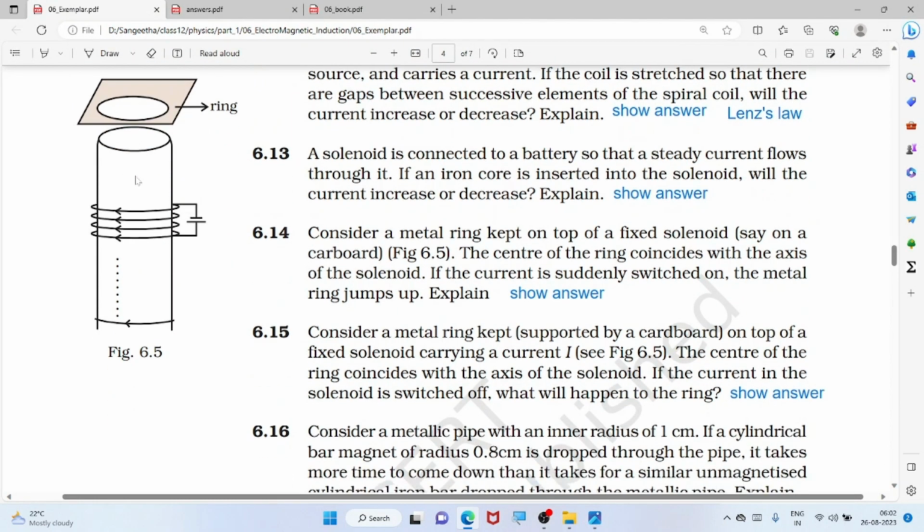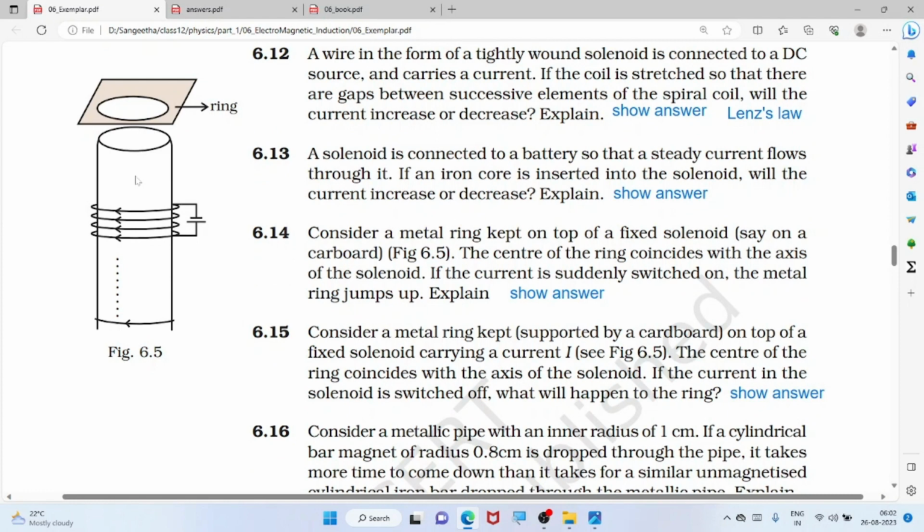A solenoid is connected to a battery so that steady current flows through it. If an iron core is inserted into the solenoid, will the current increase or decrease? Explain. Problem 6.13.